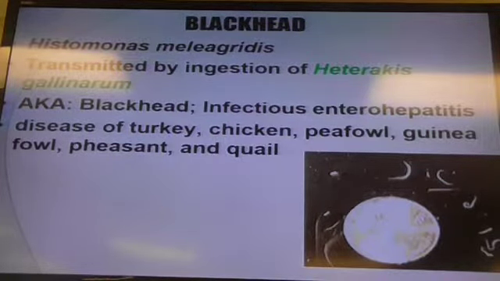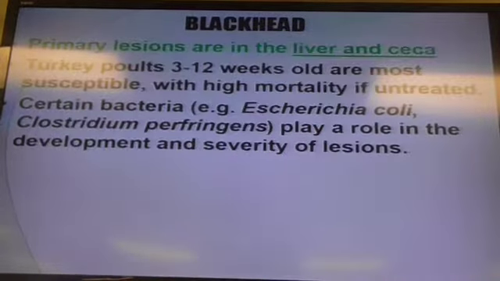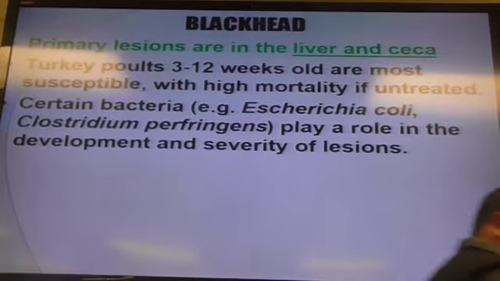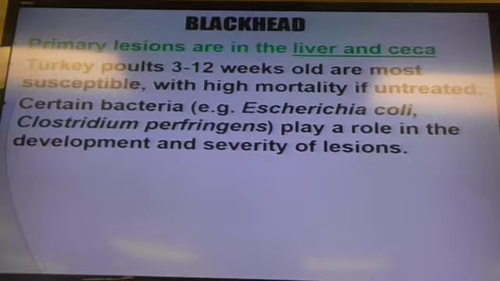But yeah, so they transmit this disease. Other names: blackhead, infectious enterohepatitis, can all be seen as well. And you can get it in a variety of species. Typically we see them in turkeys and chickens. The lesions are in two areas, the liver and the cecum. So we have multifocal hepatic necrosis, and then we have caseous necrosis within the cecum, those cecal cores.